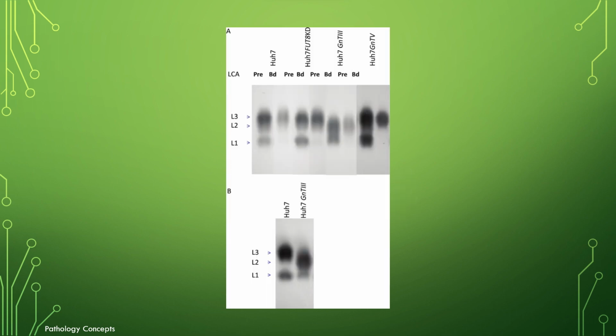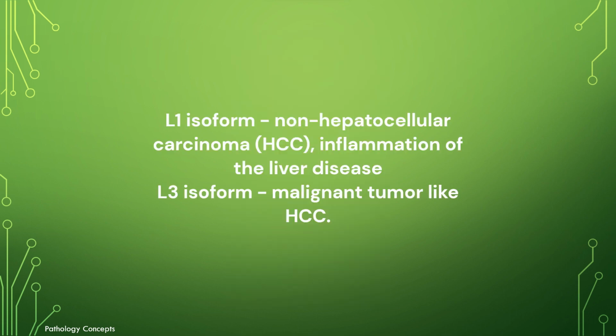AFP can be fractionated by affinity electrophoresis into three glycoforms, L1, L2, L3, based on reactivity with the lectin Lens culinaris agglutinin. It is the L1 isoform that is typically associated with non-hepatocellular carcinoma and inflammation of liver disease. And the L3 isoform is specific to malignant tumors like hepatocellular carcinoma.